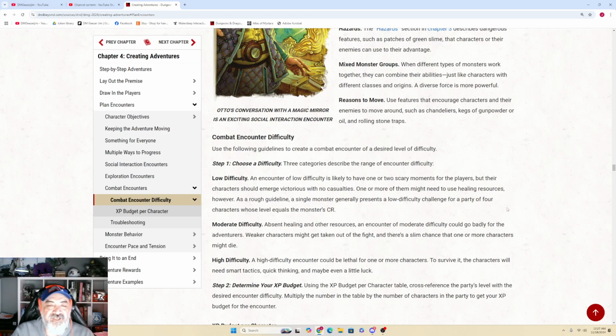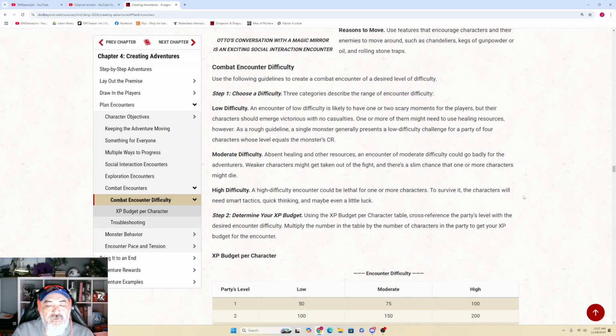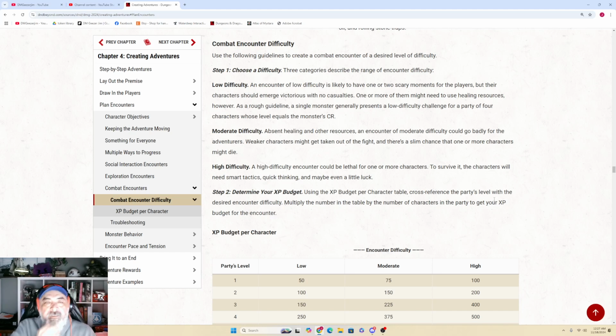The next subsection is combat encounter difficulty. Use the following guidelines to create a combat encounter of a desired level of difficulty. Step 1, choose a difficulty. 3 categories describe the range of encounter difficulty.